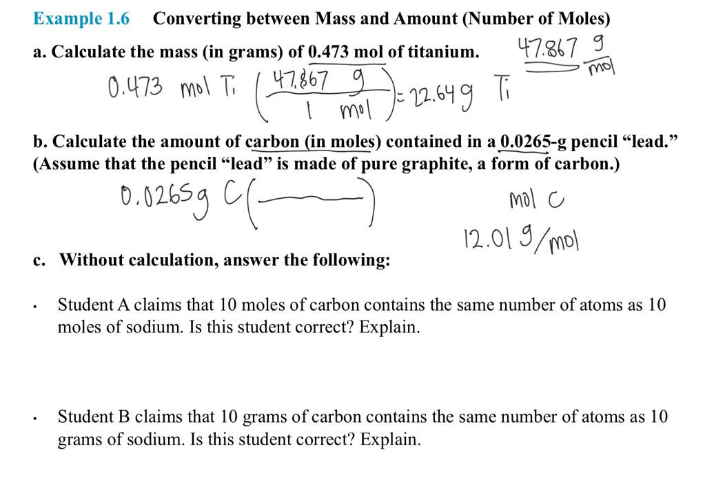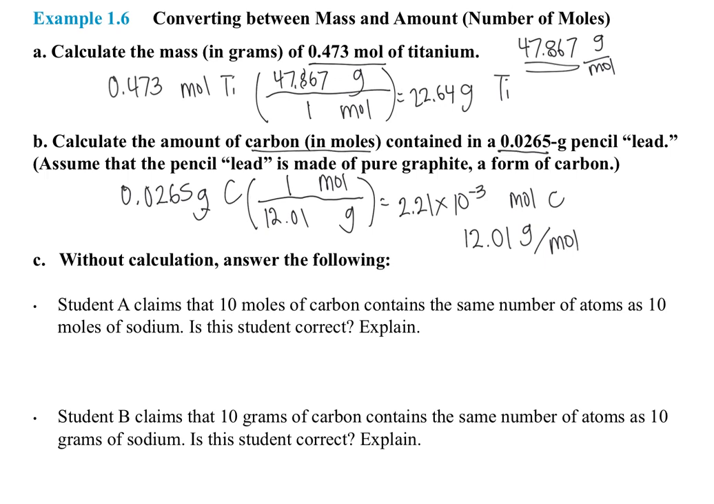So we want grams to go on the bottom now, moles to go on top. We're going to put 1 in for the moles and put the value of the molar mass, 12.01 grams, on the bottom. So now I'm going to do 0.0265 divided by 12.01, and we get 2.21 times 10 to the negative 3 moles of carbon.